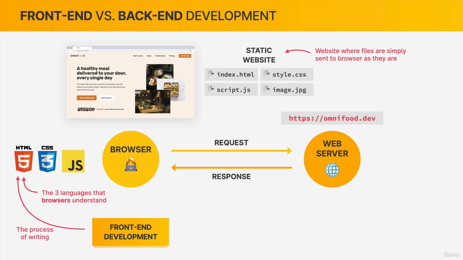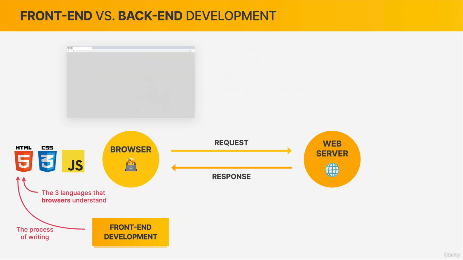And so now, let's take it one step further and talk about something called back-end development. So let's try another example here. And this time, let's try to understand what would happen when we try to access a website like udemy.com. So once again, the first step is that a request is sent to the web server where udemy.com is hosted. Now, why is a website like Udemy so different from something like the static Omnifoot website that I showed you earlier?